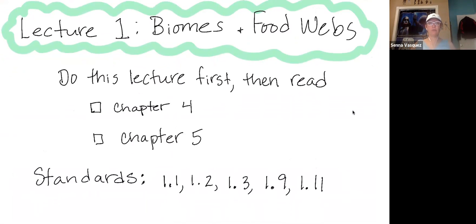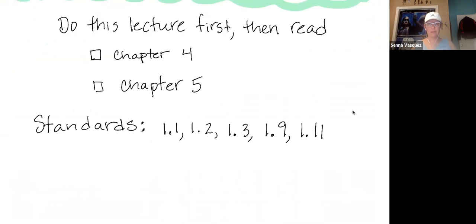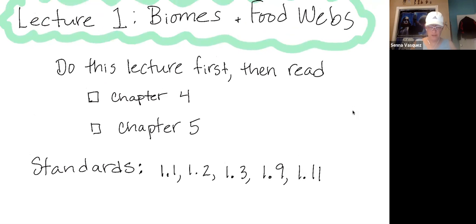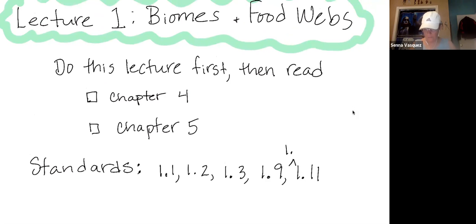All right, so this is lecture one, and this is going to be on biomes and food webs. What you're going to want to do is do this lecture first, then read chapters 4 and 5 afterward. This covers 6 different standards, and I'm going to roughly cover some of these.